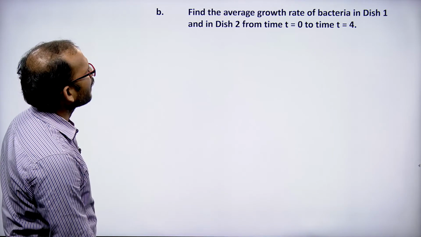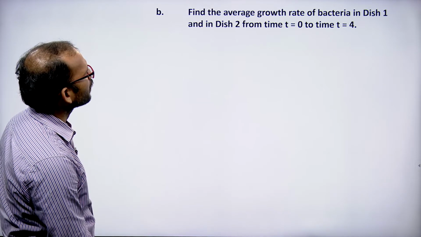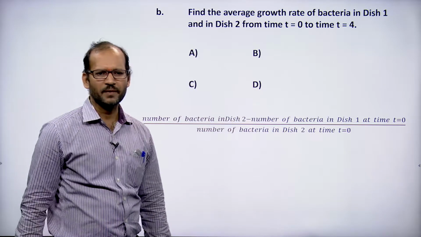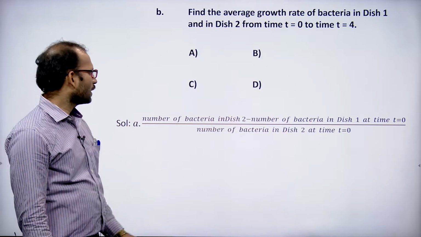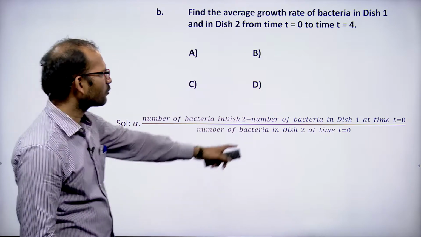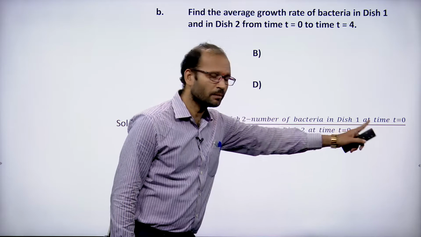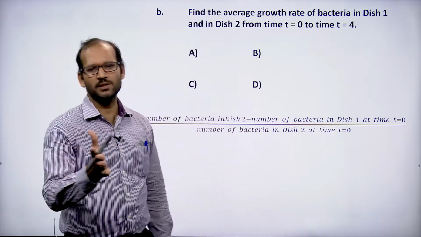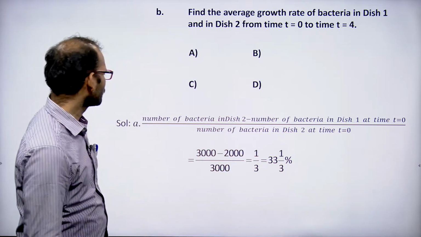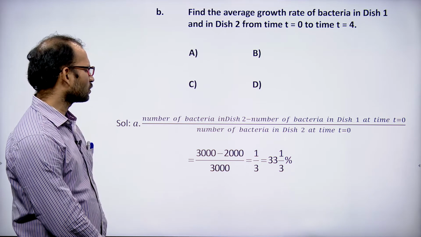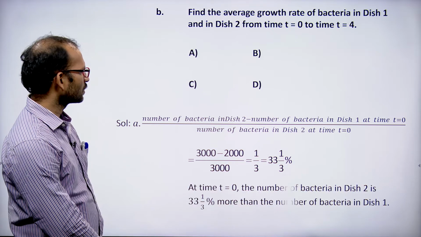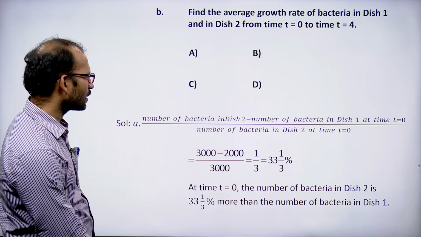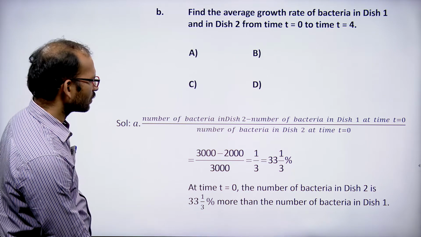Find the average growth rate of bacteria in dish 1 and dish 2 from time t equal to 0 to time t equal to 4. This is the second question. So there are two questions given. Let us see. Number of bacteria in dish 2 minus number of bacteria in dish 1 at time t equal to 0, by number of bacteria in dish 2 at time t equal to 0. So how much is increased? 3000 minus 2000 by 3000, 33 1 by 3%. So at time t equal to 0 the number of bacteria in dish 2 is 33 1 by 3% more than the number of bacteria in dish 1.